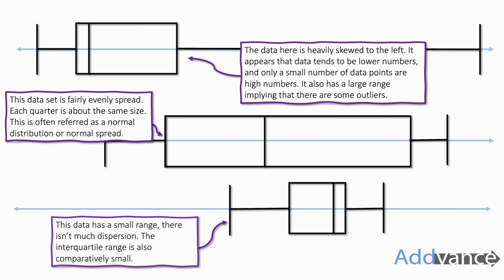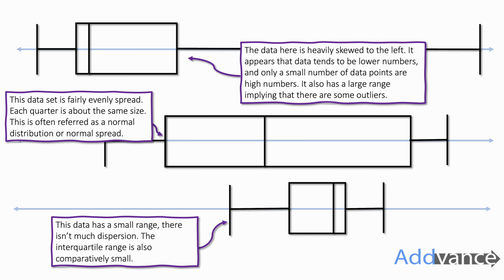So here we've got 2 other box plots to compare. The one at the top, you can see that it's heavily skewed to the left. So the data seems to prefer lower numbers. And it's got a long tail on the right, which means it's got quite a lot of outliers on the right.